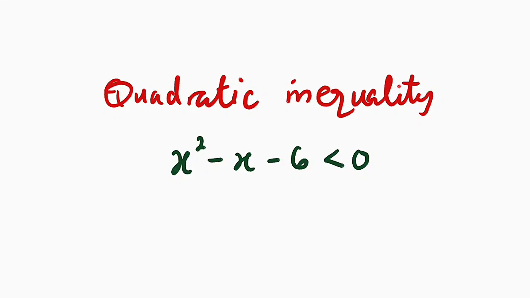Today we are going to look into quadratic inequality. And we have our first problem here, which is x² - x - 6 < 0. We would like to find the range of possible values of x that can satisfy this inequality.